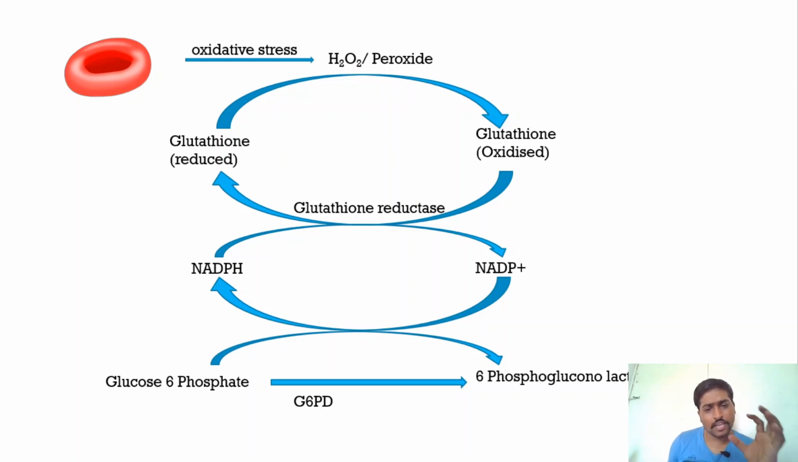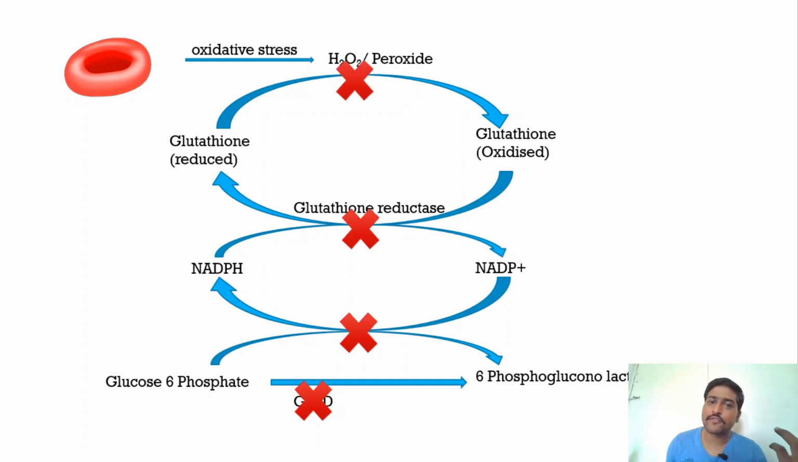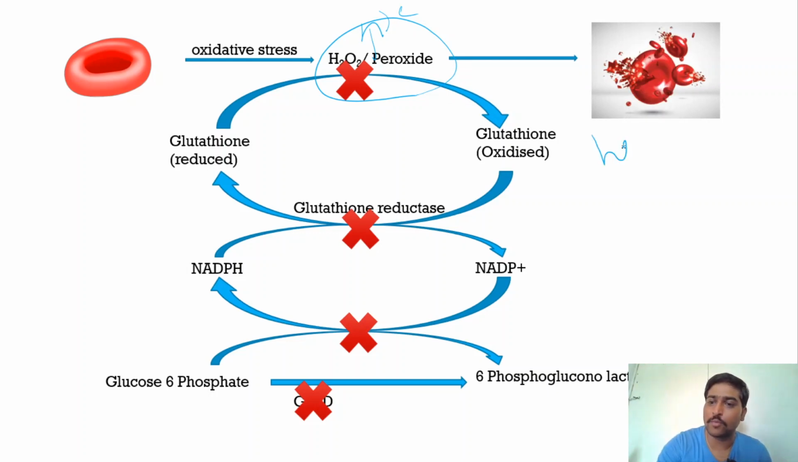So what happens if there is no G6PD? If G6PD is not there or is deficient, NADPH will not be produced. If NADPH is not produced, there is no role for glutathione reductase. If there is no glutathione, the free radicals will not be converted into the useful molecule called water. What happens if hydrogen peroxide or free radicals keep increasing? That will lead to damage of these cells, which we can call hemolysis.